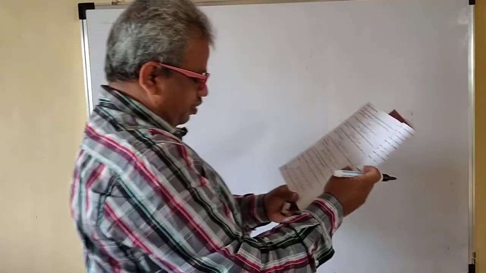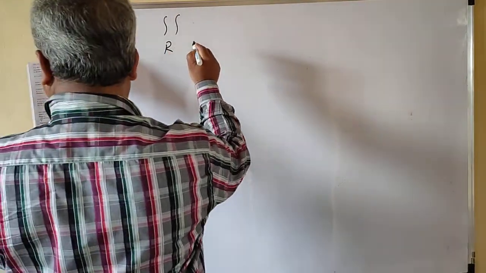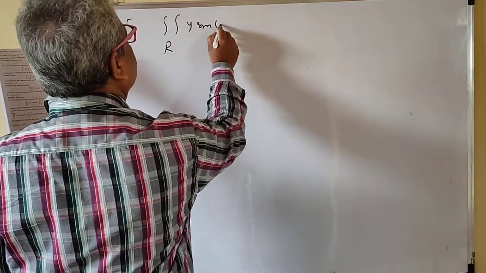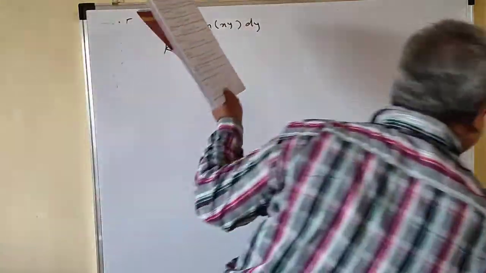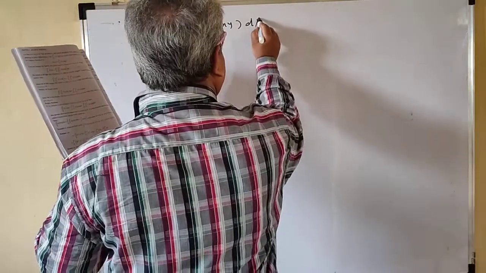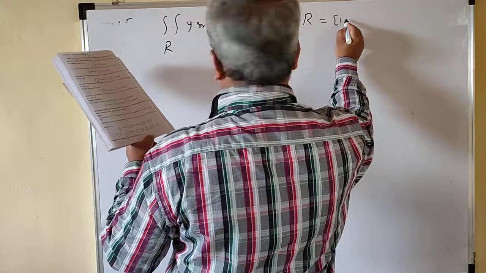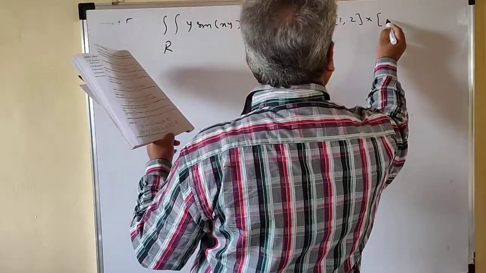We'll take the next problem. Evaluate the double integral over R of y sin(xy) dA. The limits are not given there, so you can write dy dx, no problem. Here dA, where R is [1, 2] cross [0, pi].